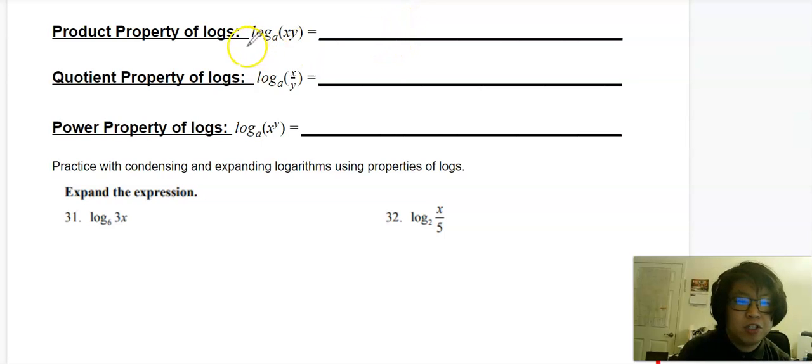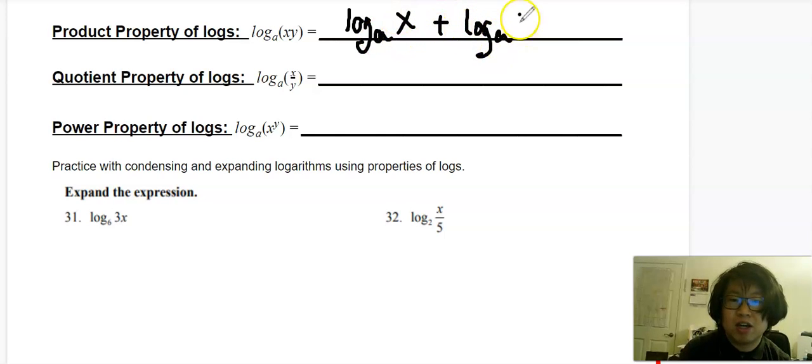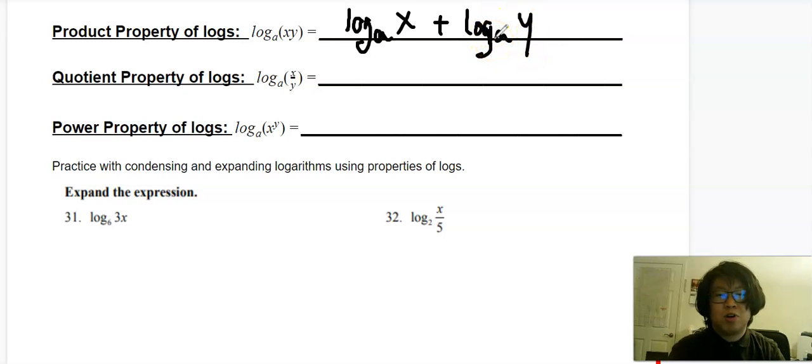All right. So the first thing is the product property of logs. If you have a log with some base a, and the argument is a product of two things, you can separate it into two factors, x and y. Then you can rewrite it as log base a of x plus log base a of y. In other words, I can split those two factors apart and separate them, log-wise, as an addition problem.